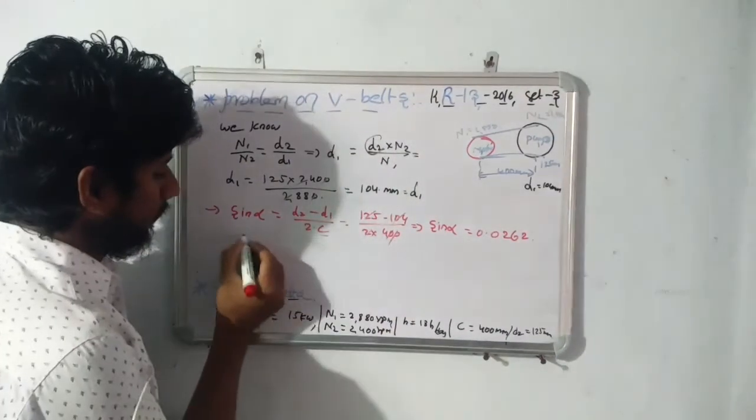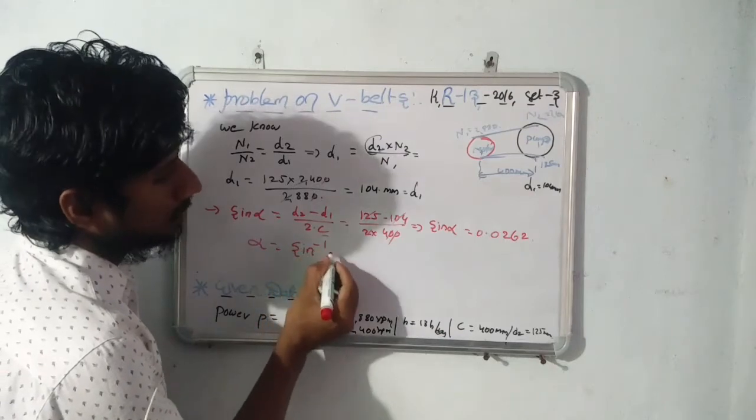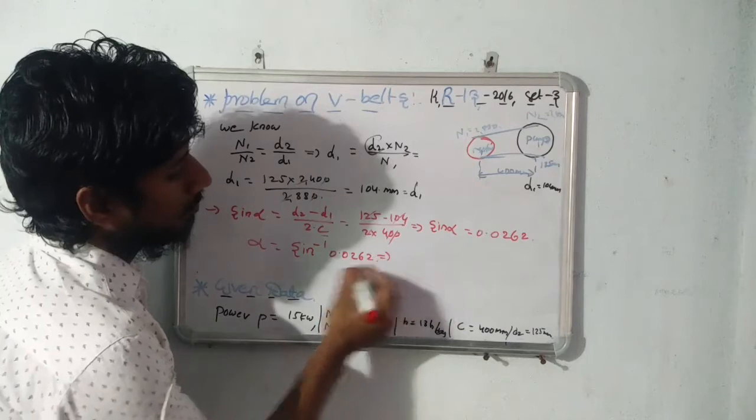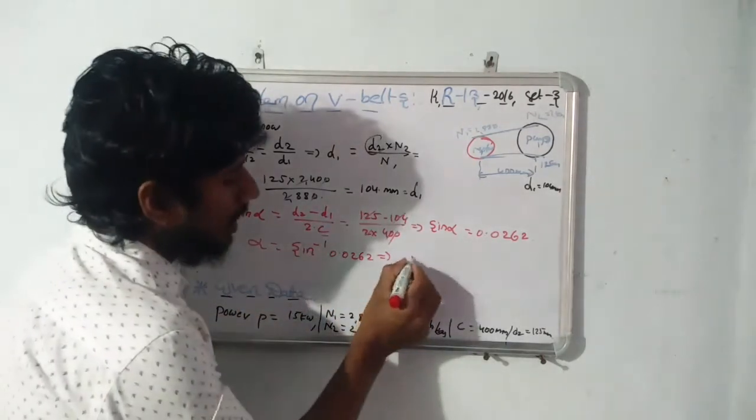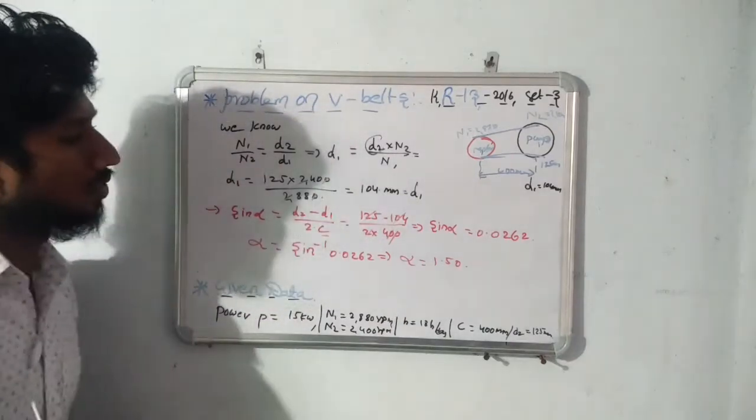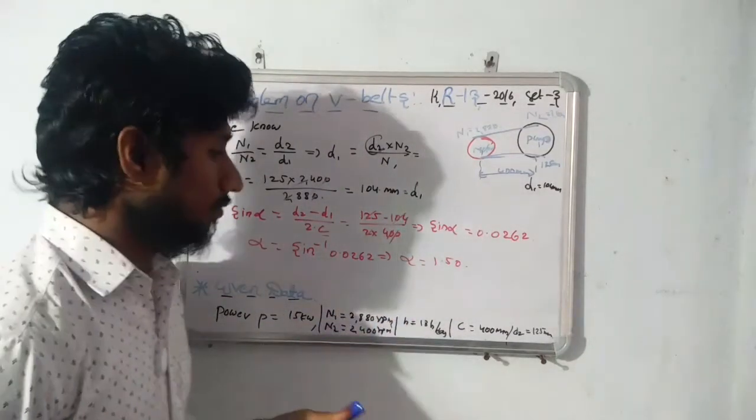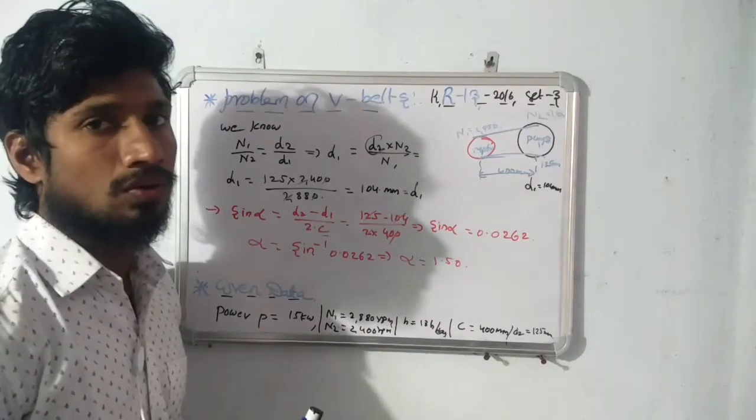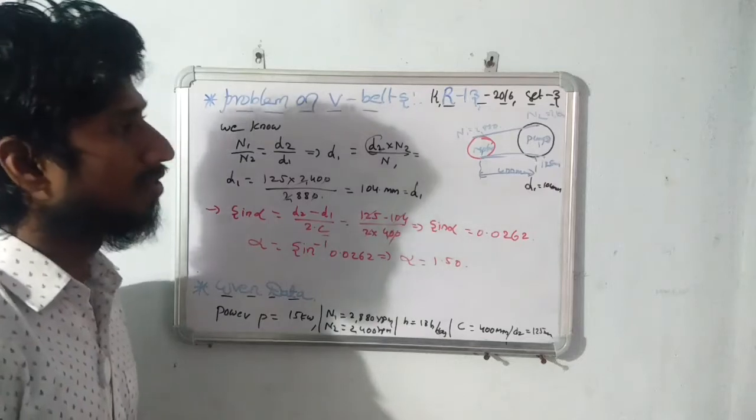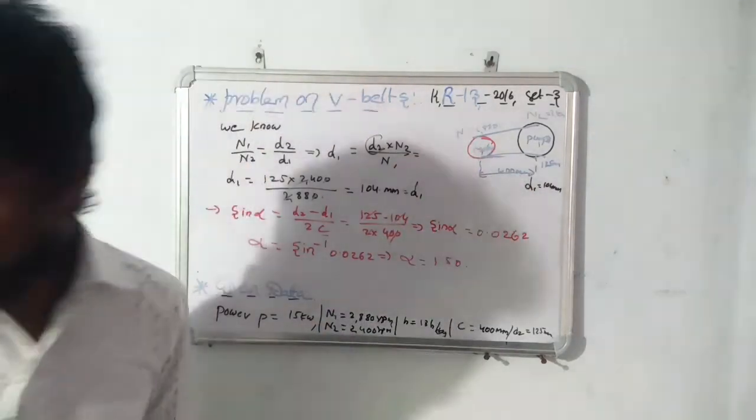From this, alpha equals sin inverse of 0.0262. Therefore, alpha equals 1.5 degrees. So this is about the alpha value. With the help of this alpha value, we are going to find the arc of contact between the belt and the pulley. Let's see that one.